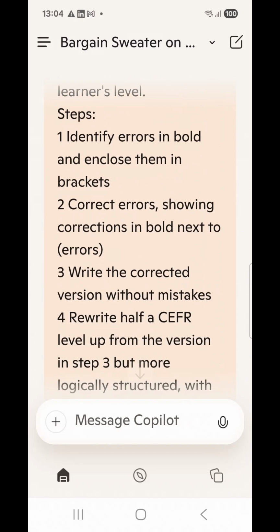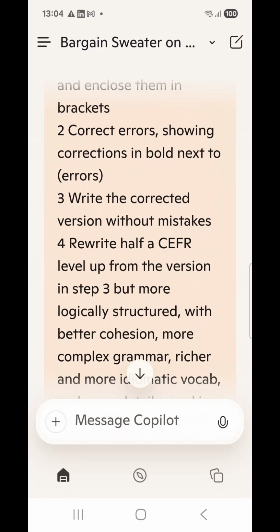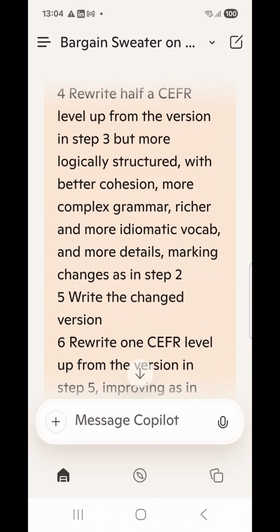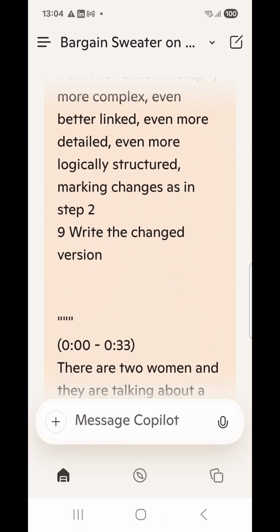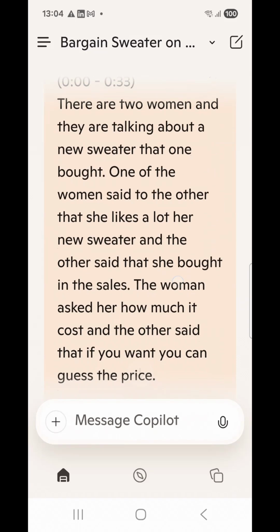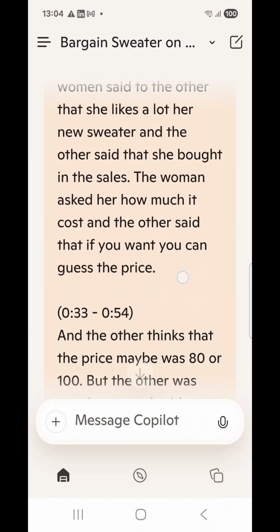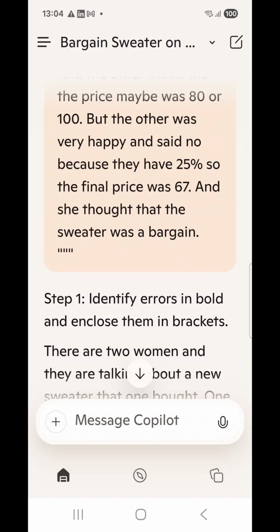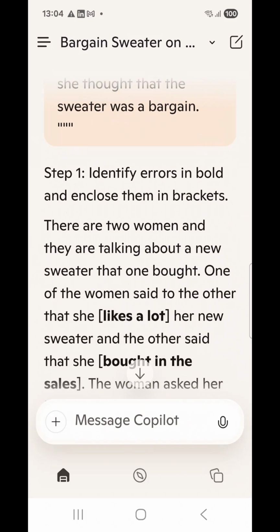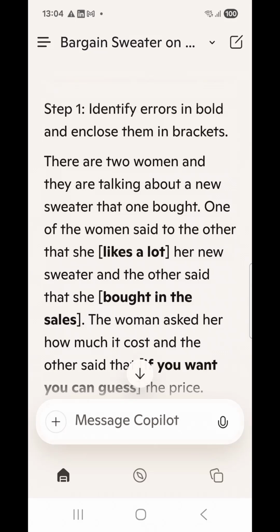And you can see here, you've got all the 9 steps there, and there you've got the transcription of students recording about a bargain sweater. I was very pleased that it did exactly what I'd asked.